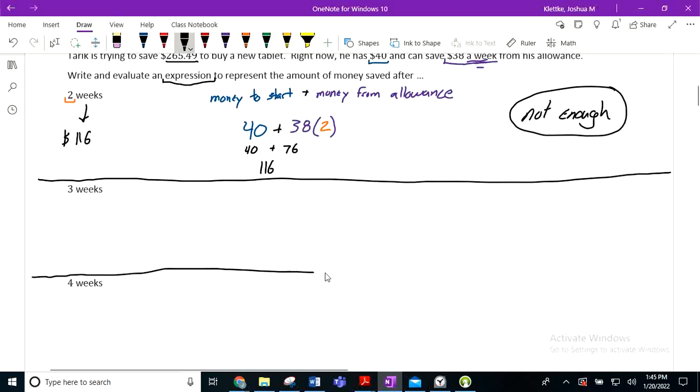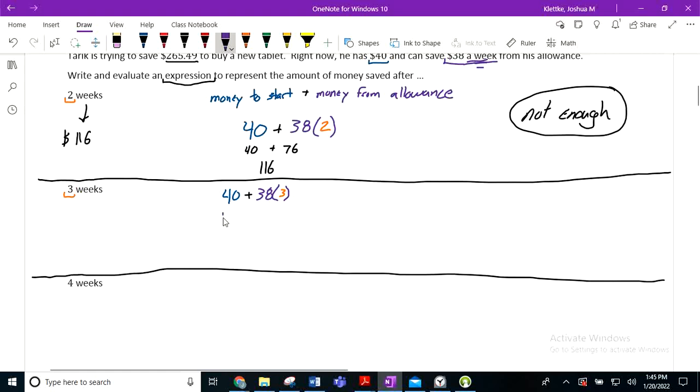So after 3 weeks, really it's going to be the same. He's still starting with $40. We're still going to add how much he gets from allowance, and that's $38 a week, or $38 per week. But at this time, instead of multiplying by 2, we will multiply by 3. So there we go. Let's go ahead.